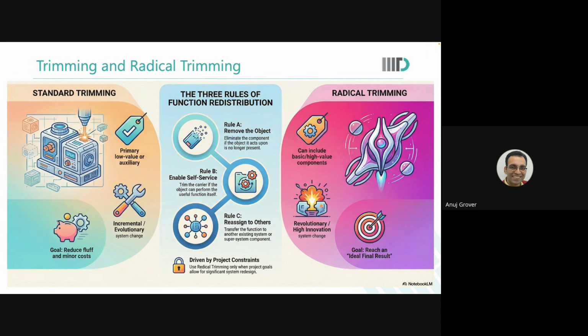The rules for radical trimming are also the same as those for trimming, except that now you do not hesitate to remove high value components or even components with basic functions. Is that okay? Any questions about that?